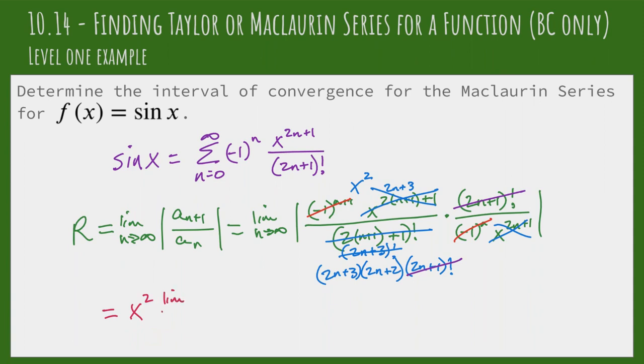And then we have the limit as n approaches infinity. So all that's left out of all of that is this stuff down here in the denominator. So 1 over (2n plus 3) times (2n plus 2). And as n gets really big, the denominator is going to get really big there, which means that it's going to go to 0. So we get x squared times 0. And regardless of what x is, that's just going to be 0.